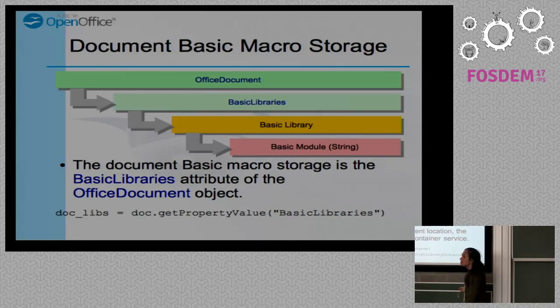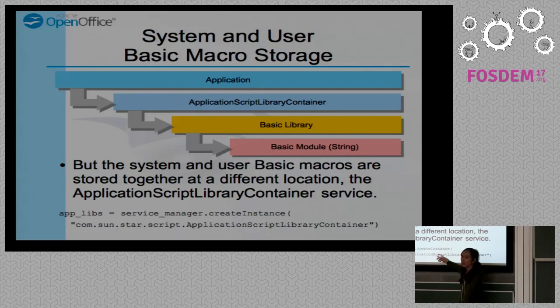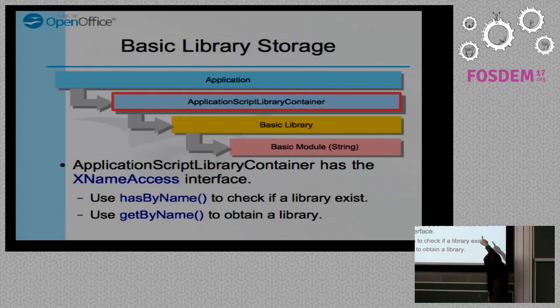But now I'm working on the system storage. For system and user basic macro storage, they are stored together in a different location, the application script library container service, and I can use service manager to create it. The code below is Python. And then this container has the XNameAccess interface, so I can use has by name or get by name to test and obtain a library, a basic library.